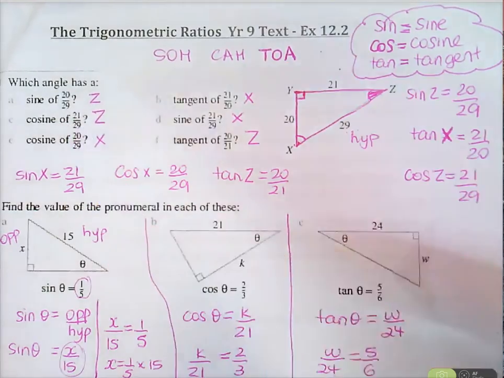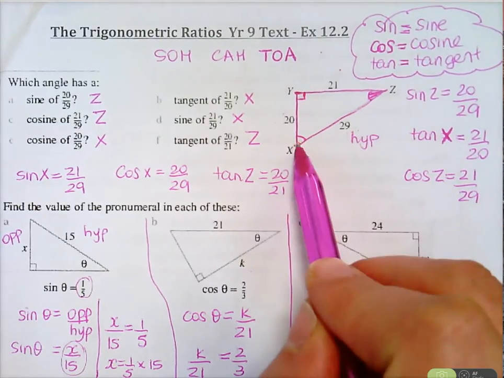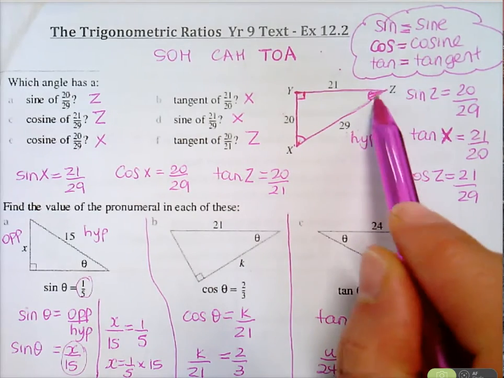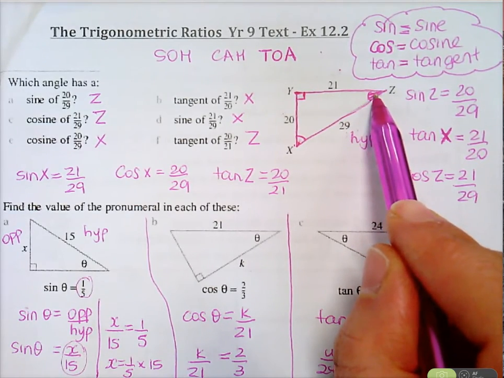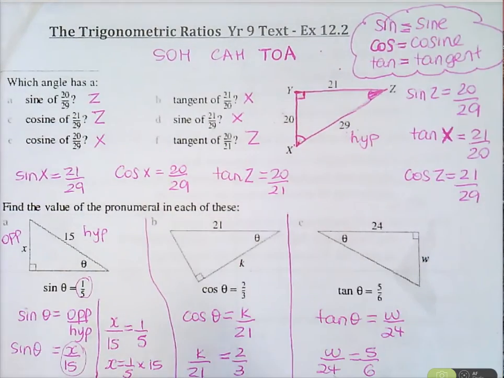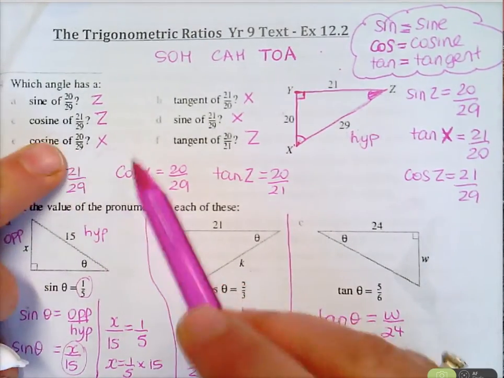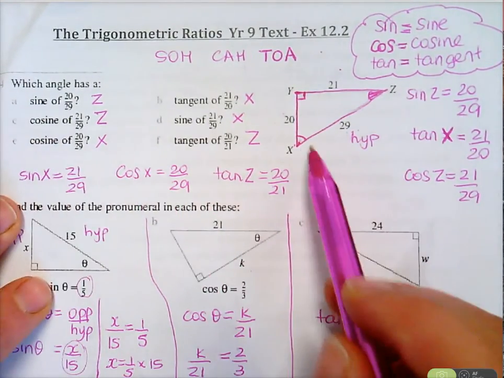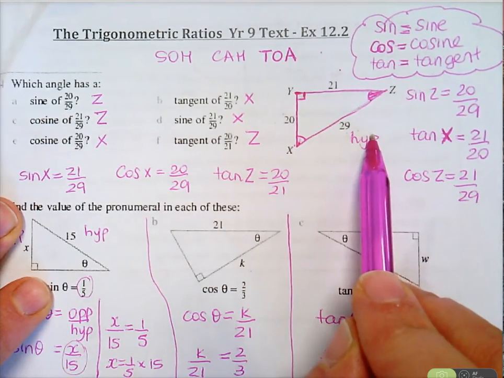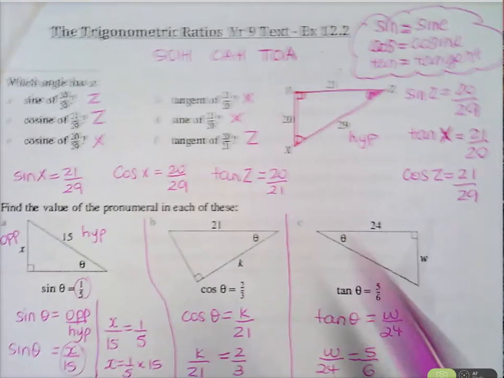Which angle has a cosine of 21 on 29? You can try from X. Cosine would be 20 over 29, so it's not that. You can try from Z. Does that make sense? Cos is adjacent over hypotenuse. It's cos of Z. Which angle has a cosine of 20 over 29? Well, you try X. Cos is adjacent over hypotenuse. Does that work? All right, so it's X, cos of X. Do you get the idea there?